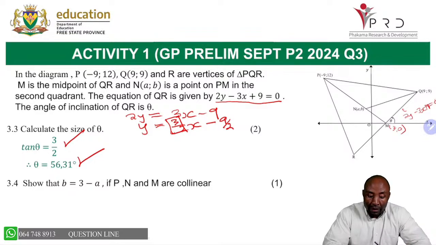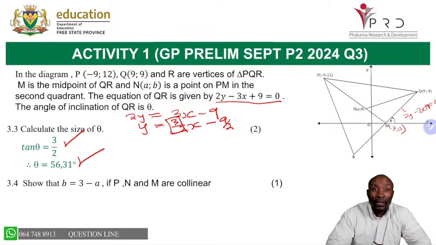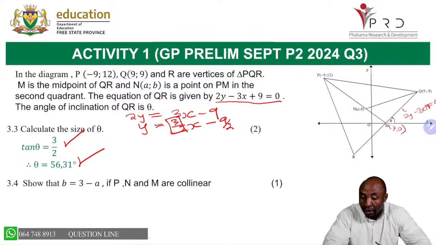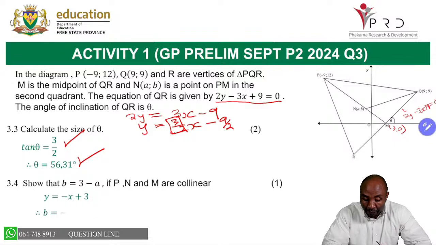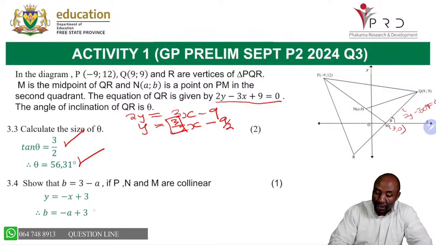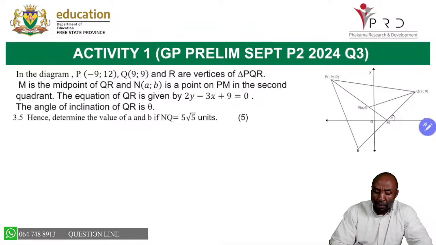Now, in 3.2, we calculated the equation of the line PM, and if you check, P, N, and M are collinear points. They lie on the same straight line. So it means if we substitute the coordinates of point N, we should be able to get something. So we are using the equation we got in 3.2. We substitute A and B, and that will give us negative A plus 3, which is the same as 3 minus A. We get our 1 mark there. We move on to 3.5.